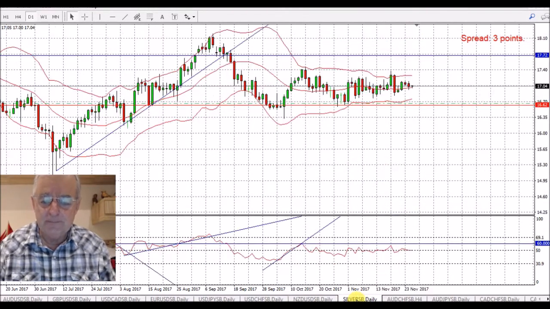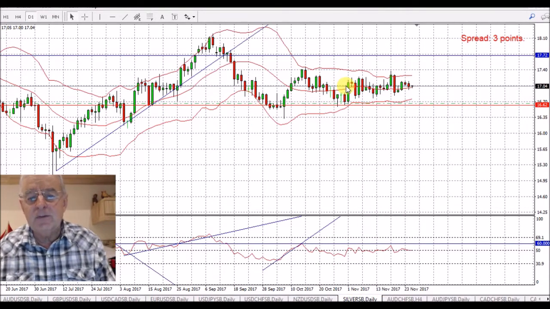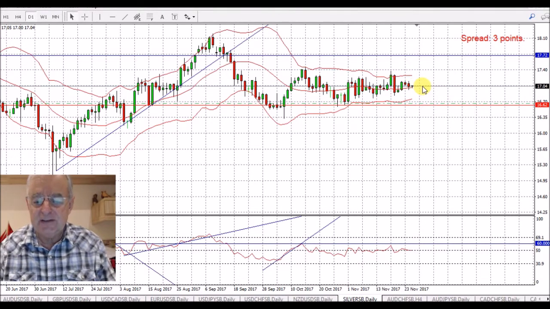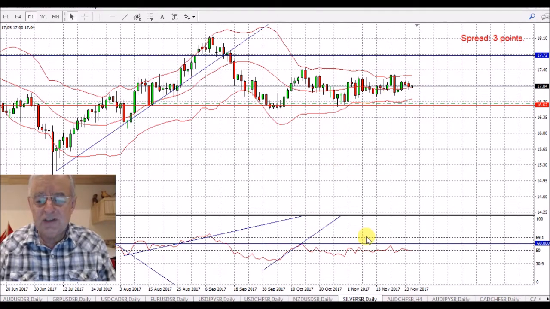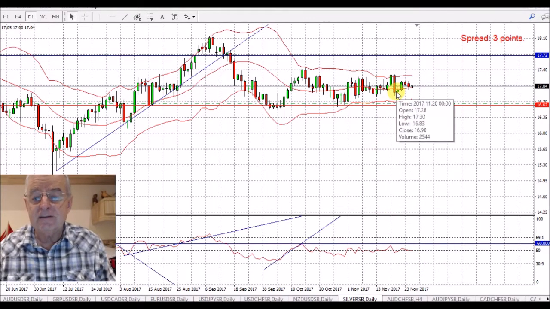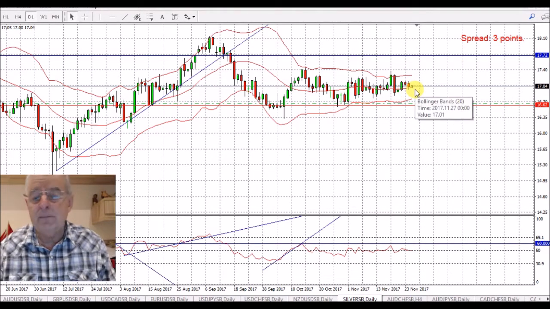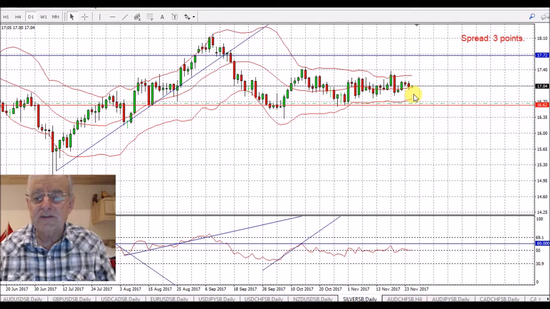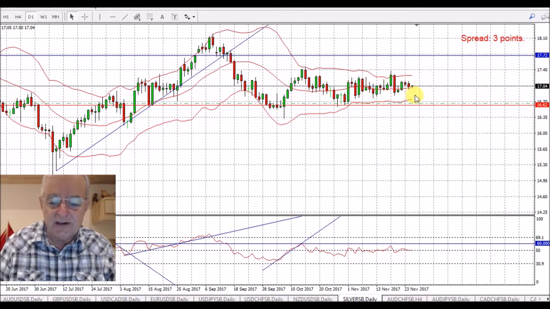Silver, we've still got sideways movement on it. The commercials are fairly heavily bearish on silver. We're just slightly above the 50 on the RSI, and I am expecting a turn down. This is a positive swap, so there's not a lot of cost to holding your trade.